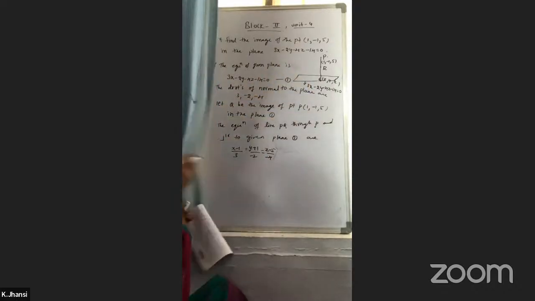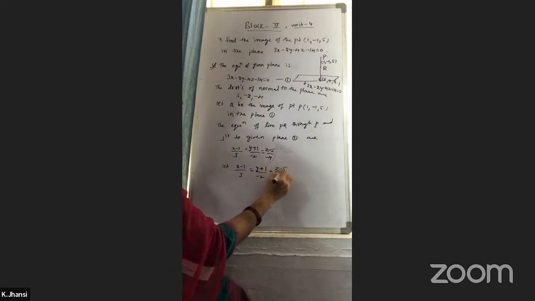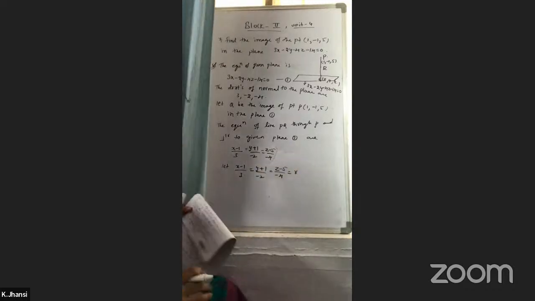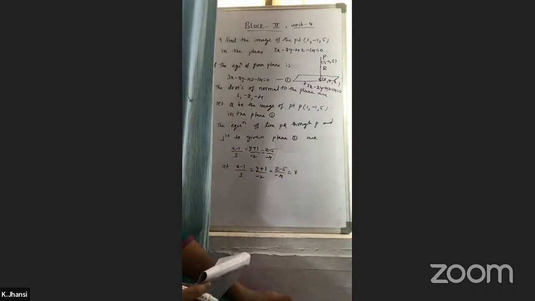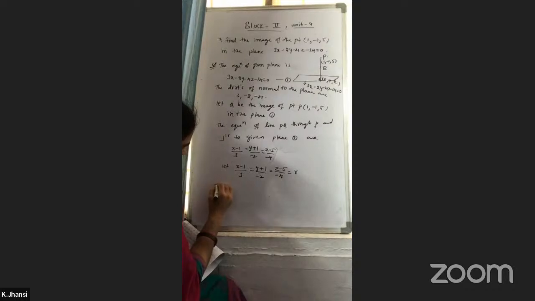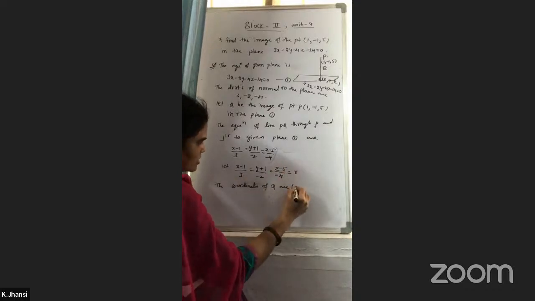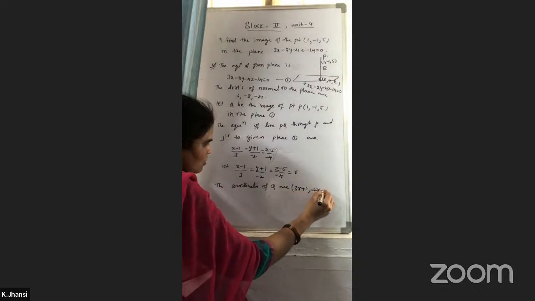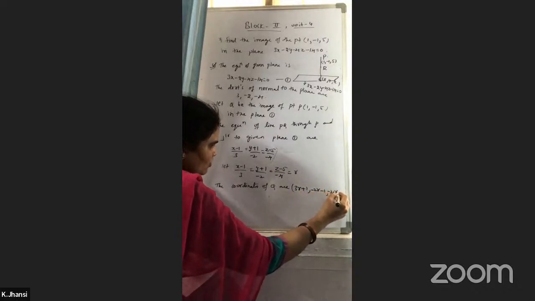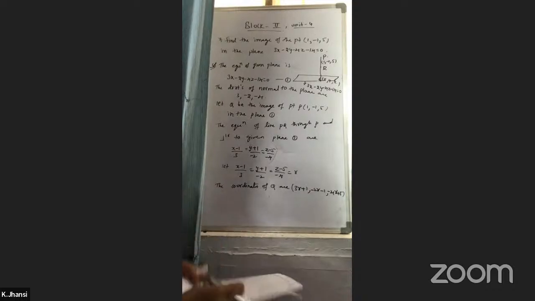Now let (x minus 1) by 3, equals (y plus 1) by minus 2, equals (z minus 5) by minus 4, equals r. So we need to find x, y, z values, no? So for that purpose, we are taking it as equal to r. Therefore, the coordinates of Q are, when you do the cross multiplication, 3r plus 1, minus 2r minus 1, minus 4r plus 5. Able to see, no, minus 4r plus 5. These are the coordinates of Q.